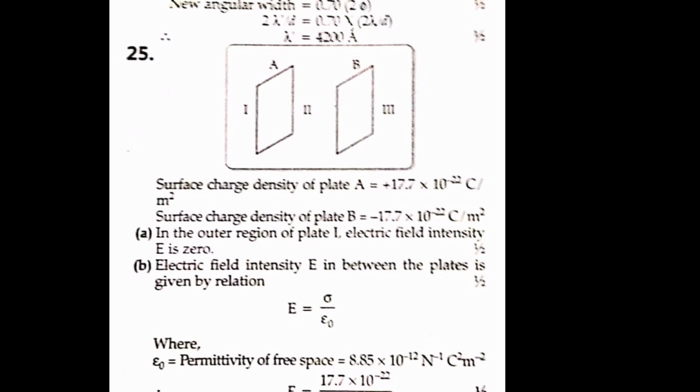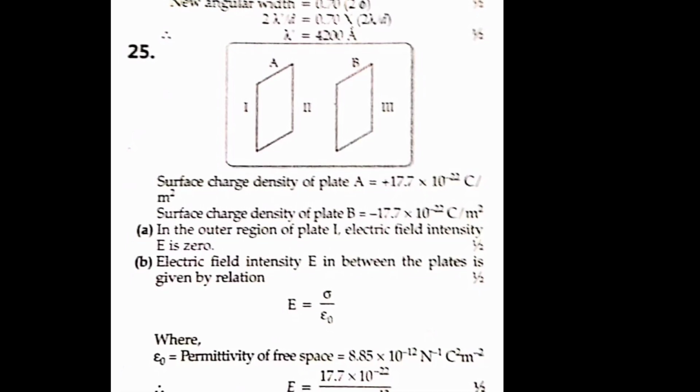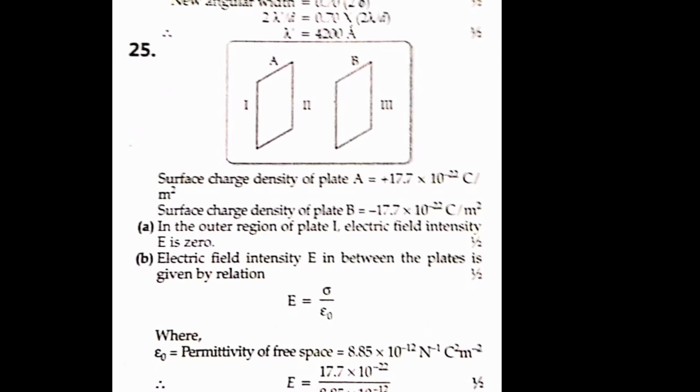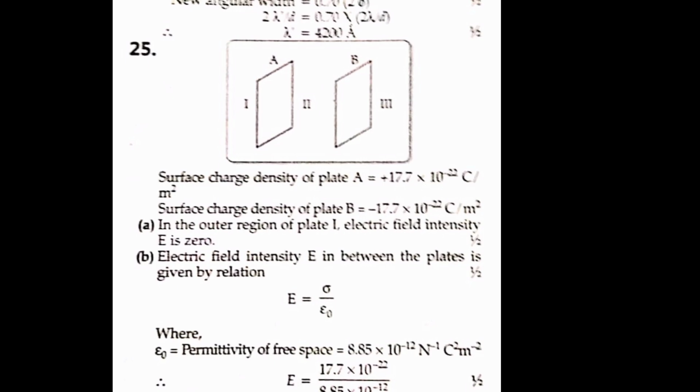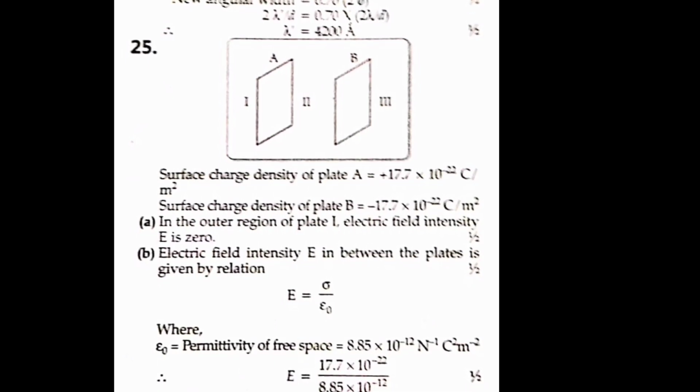What will be the electric field intensity in the outer region of the first plate? Yes, that will be 0, right? So here E is equal to 0. And what about the field in between the two plates, that is in between A and B? What will be the electric field intensity?